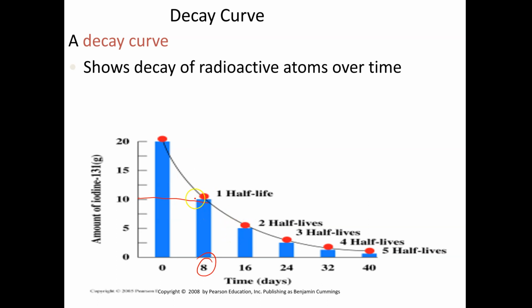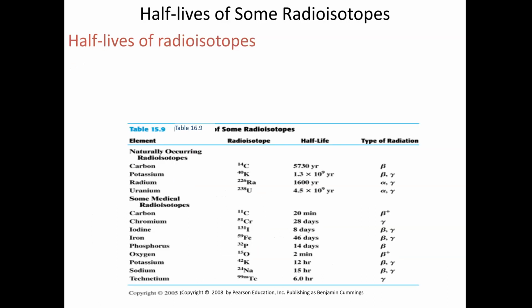After one half-life, you're left with 10. After 2 half-lives, you're left with 5, 3, you're left with 2.5, and this is going to be 1.25 and 0.625, and it keeps on halving. So that's the principle of half-life. And that's what this curve is showing you. For each half-life, you're going half whatever you started.